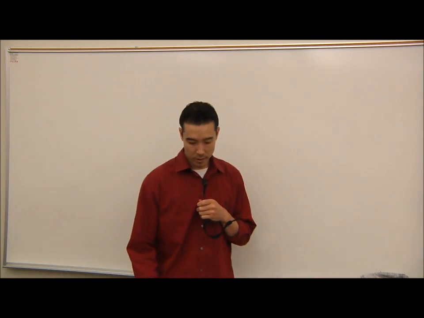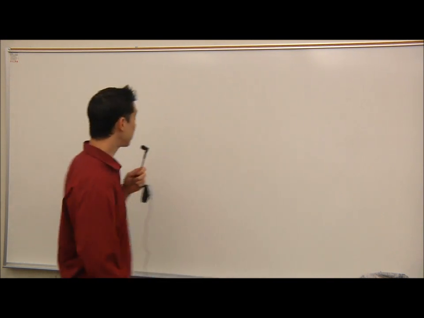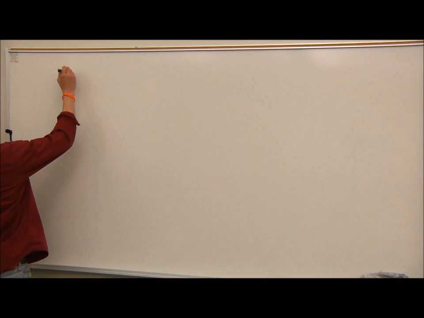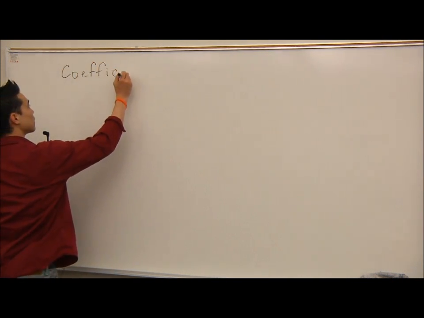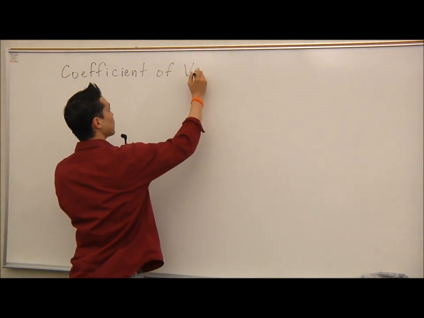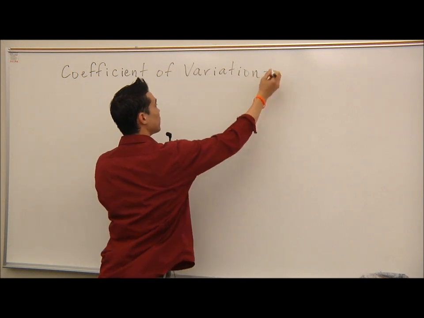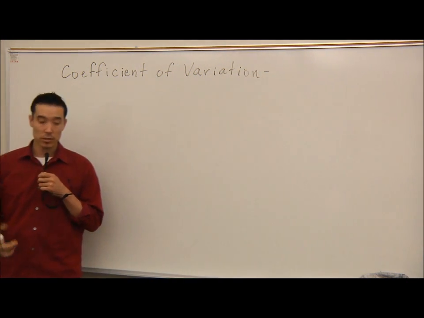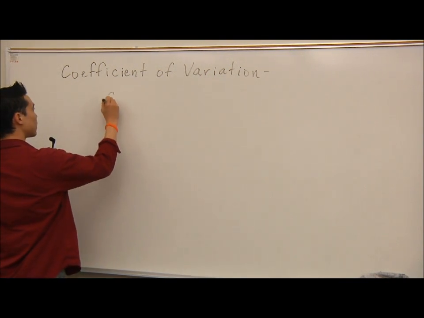Okay, we've been talking about variation and measures of variation. So the first thing that we want to do today is a formula, and it's called coefficient of variation. It's relatively easy to use. It's just a formula. The abbreviation is CVAR.